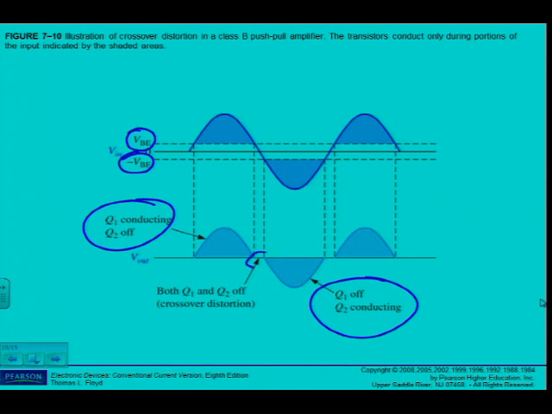But the problem is here. Q1 and Q2 are off because of those 0.7 volts, and that is called the crossover distortion. Crossing over from the one transistor, positive alternation, to the negative alternation, I have a dead spot there, crossover distortion. So actually my amplifier is still not 100% linear. How can I get rid of it?